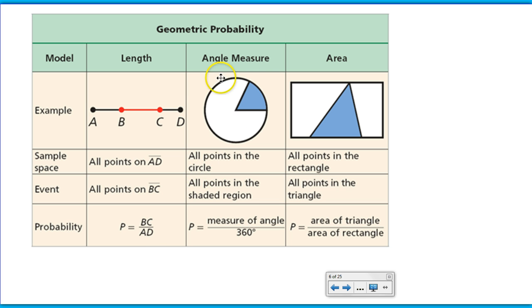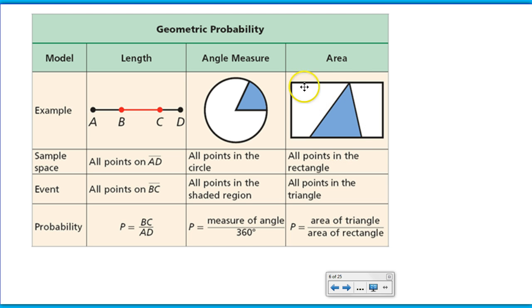The sample space here in this circle example would be all points on the circle. An event might be all the points in a shaded region of the circle. And the probability of a point being in the shaded region would be the measure of the angle over the entire 360 degrees.